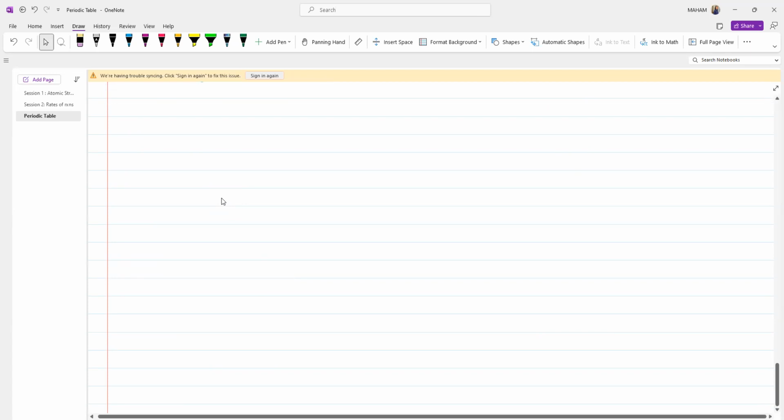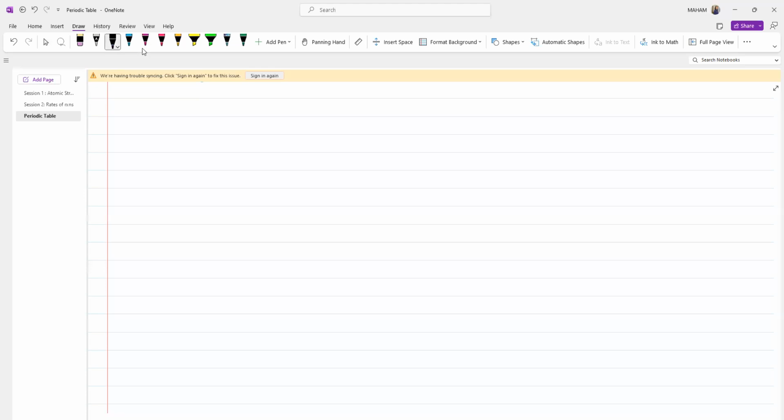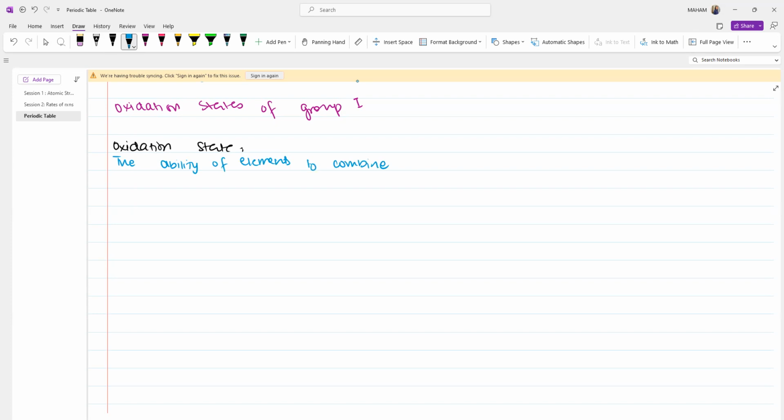Now we move towards oxidation states of group 1. What is the oxidation state? First, we're going to discuss that. I'm going to write the definition for this. Oxidation state: this is the ability of elements to combine, and this is also known as the valency of an element.